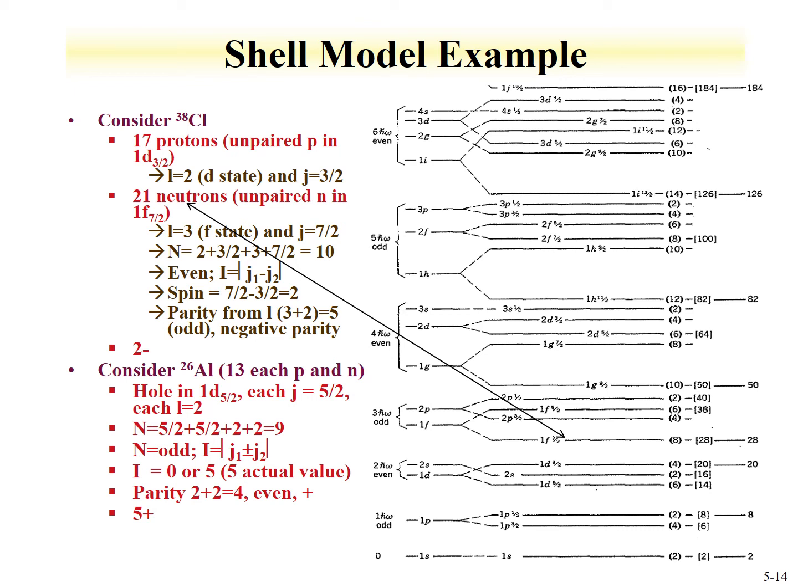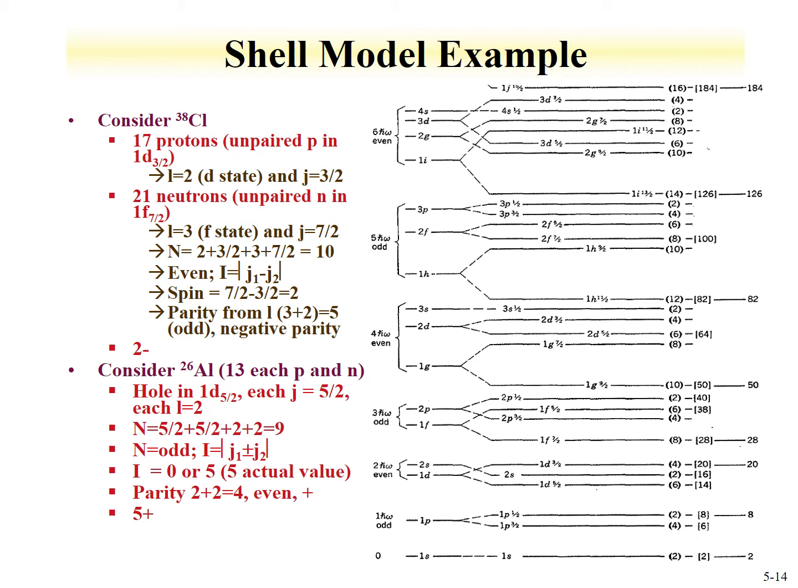So the Nordheim number is just 2 plus 2 plus 3/2 plus 3 plus 7/2. That's equal to 10. That's an even number, so the spin is just going to be the absolute value of the difference between 7/2 and 3/2. 7/2 minus 3/2 is 4/2, so the spin is 2. The parity is from the L's, so that's 3 and 2. The sum of L is 5, negative parity. The spin is 2, the parity is minus. We expect chlorine-38 to have a spin and parity of 2 minus.